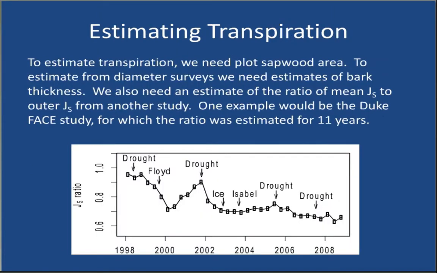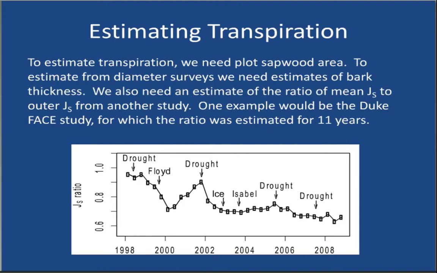Okay, so as I said, to estimate transpiration, we need plot sapwood area. This primarily means getting estimates of bark thickness for our trees, since we have DBH measurements in each plot. We also need an estimate of the ratio of the mean sap flux across all the sapwood area to the outer sap flux which we are measuring. Since we're not doing that for this site, we need to find other sites at which this has been done for loblolly pine. One example would be the Duke Free Air Carbon Dioxide Enrichment Study, which completed last year. And this ratio could be estimated from 11 years of data.